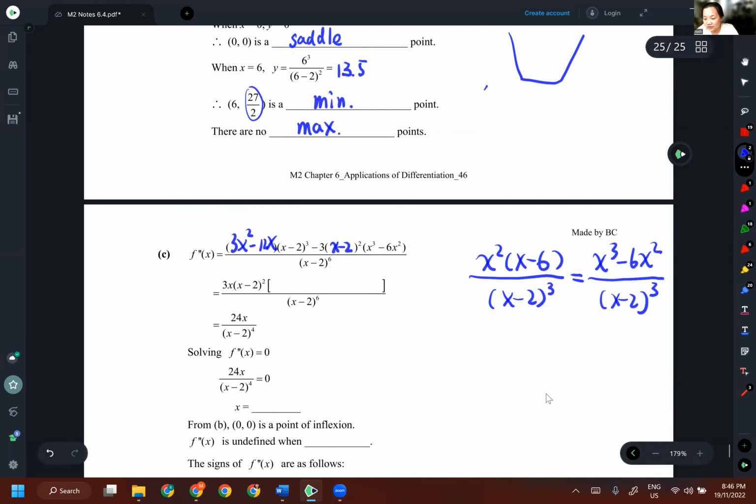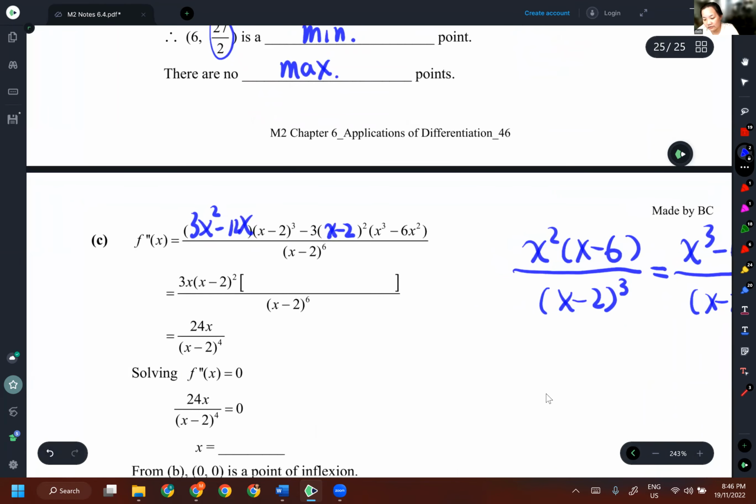Okay. And with the simplification, I need to be very, very careful. So I take out 3x. I'm left with x minus 4, x minus 2. And take out 3x, (x minus 2) squared. Take out x. That is x squared minus 6x. I hope you agree with me. I need to check twice.